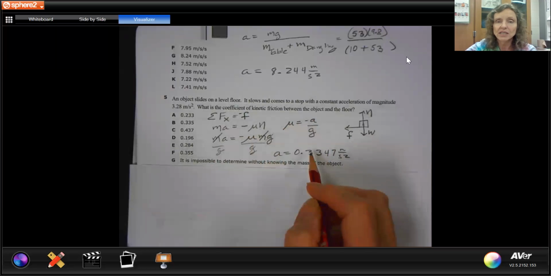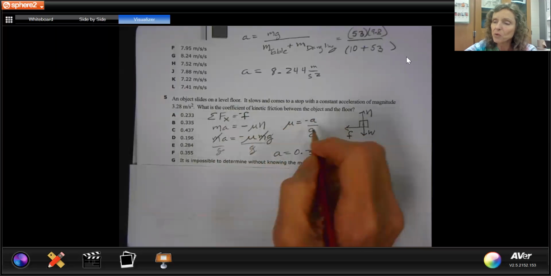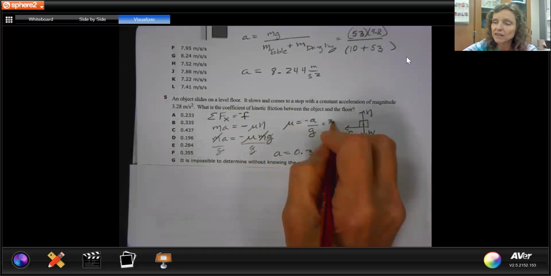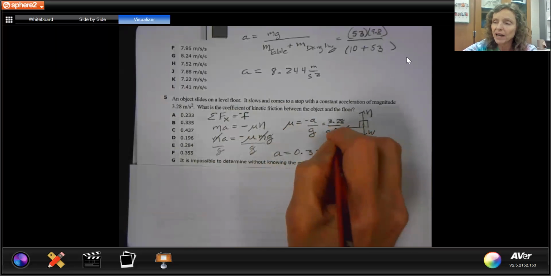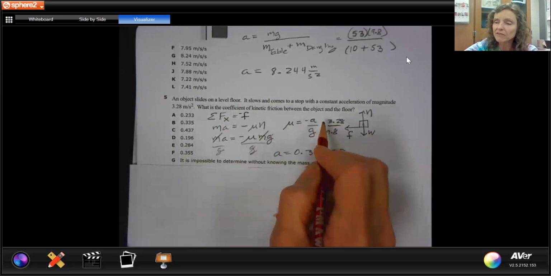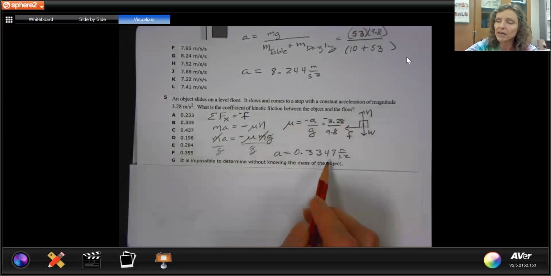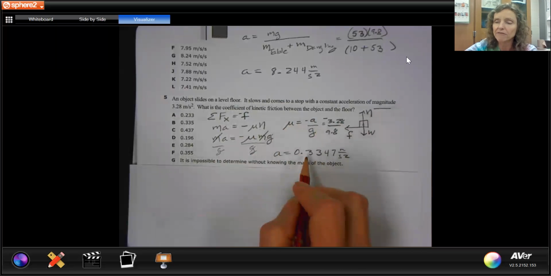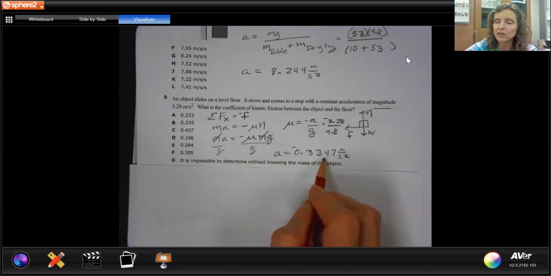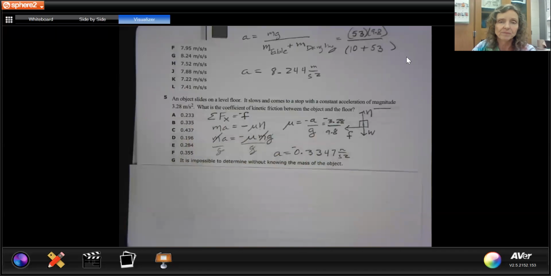So in this case, I put in 3.28 meters per second squared, and I divide by 9.8. I can make it negative if I want to, and there I have my acceleration. It just says magnitude, so that's why I'm saying it doesn't really matter what sign you have. So I'm looking for a 0.33, and there it is.